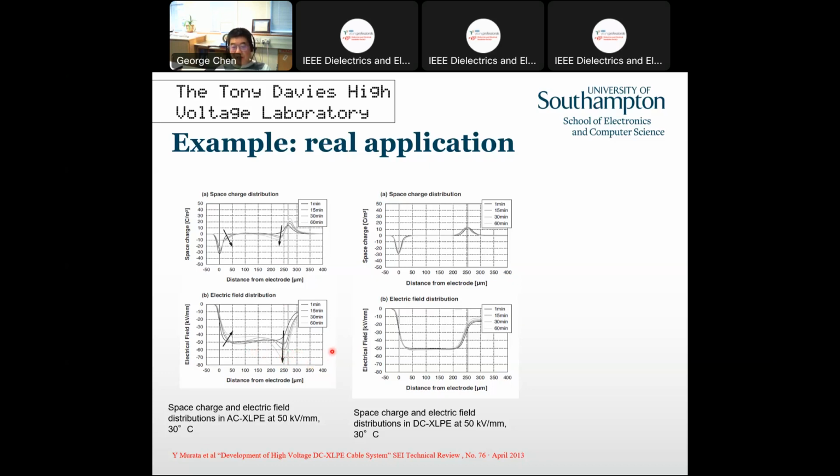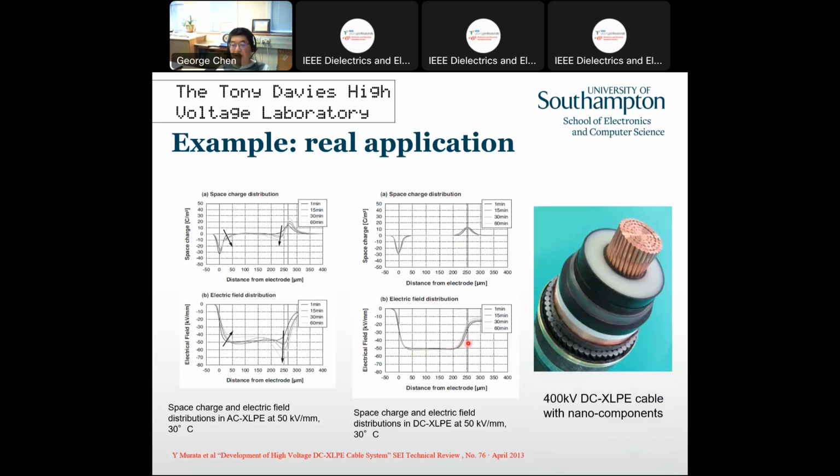In order to overcome that, they added some nanoparticles into such a material, making what we call DC XLPE material. Again, here we apply the same stress and observe the space charge. As you clearly see, very little space charge forms when we add this nanoparticle into the material. As a result, there's minimum field distortion, which is good for the cable design. They actually developed a 400 kV DC XLPE cable with nano components. We believe this component is magnesium oxide. It is able to suppress the charge injection.